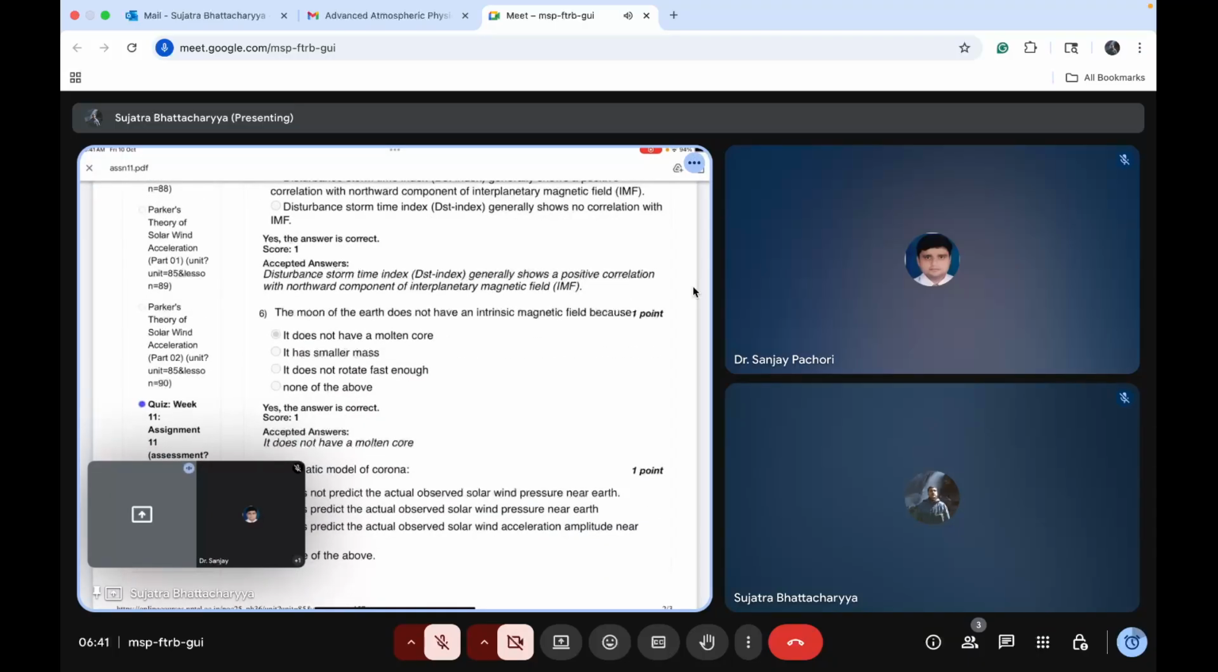Sixth, the moon of the earth does not have an intrinsic magnetic field because it does not have any core. First of all, it does not have any atmosphere. That is one of the reasons. It does not have any atmosphere and it does not have a molten core. That is the major part.